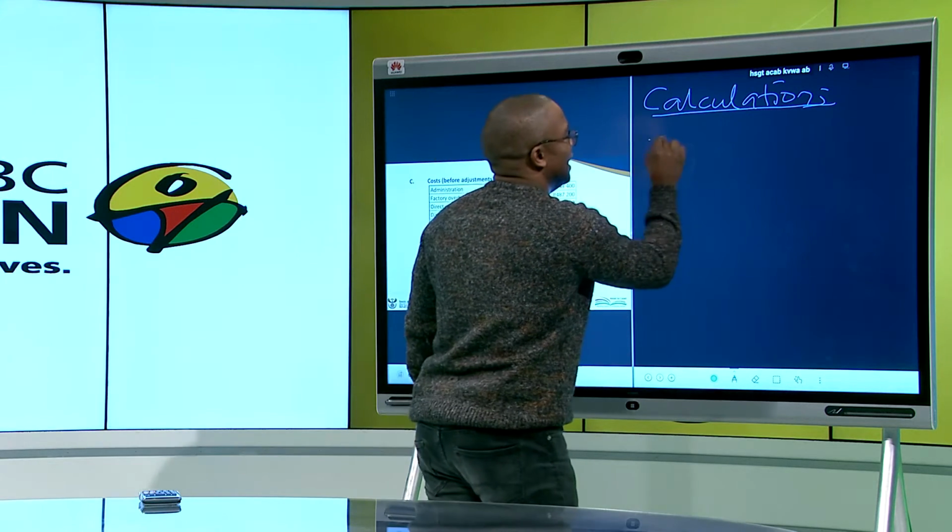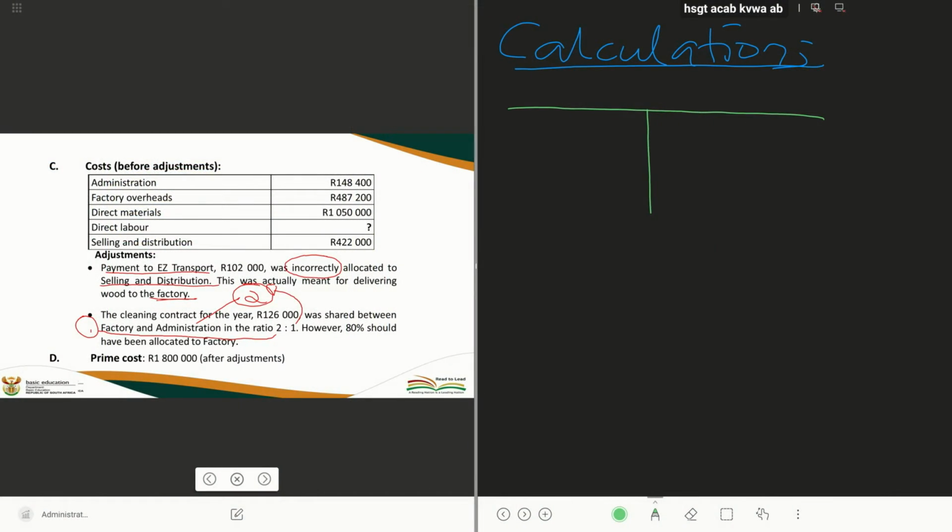Preferably, let me do the ledger so that you understand it better. Our factory overheads. The amount was 487,200. That was the balance. Then they said 126,000 was allocated by mistake in the ratio 2:1. Remember, this is the factory. Then the other one is the admin. You have to add the 2 so that you check the portion.